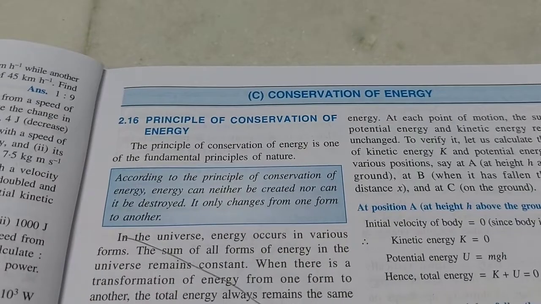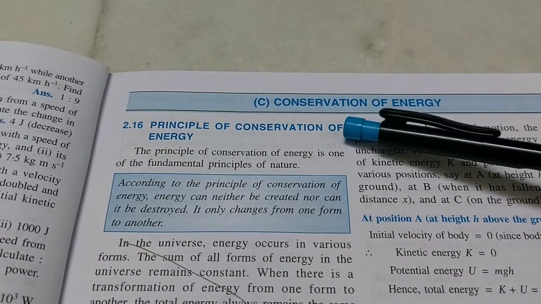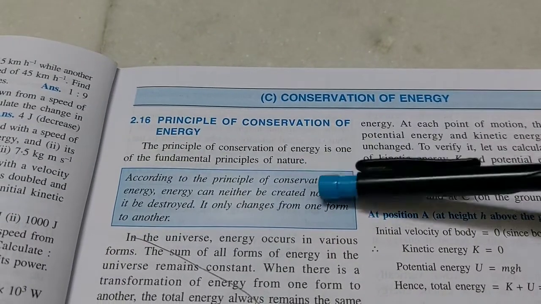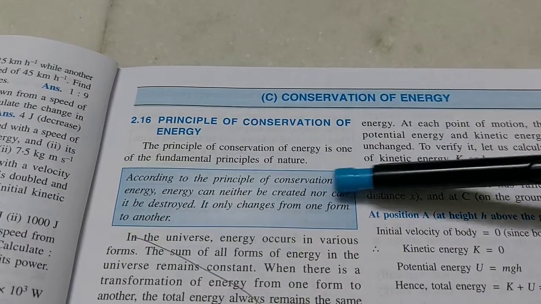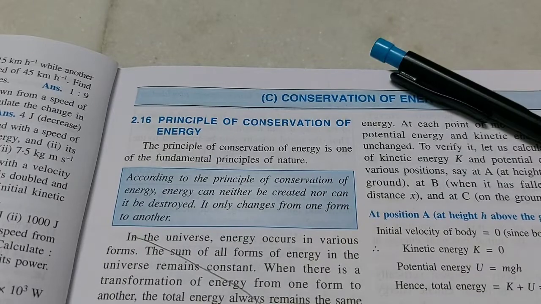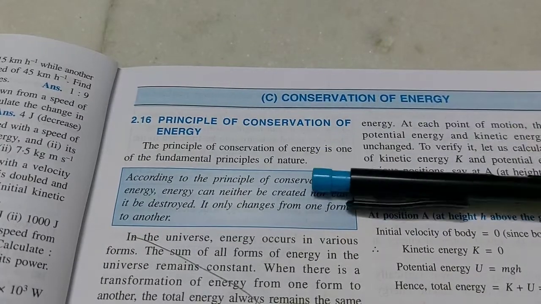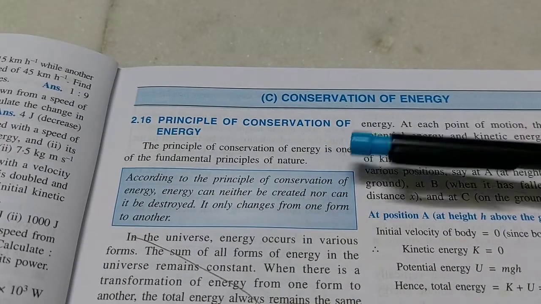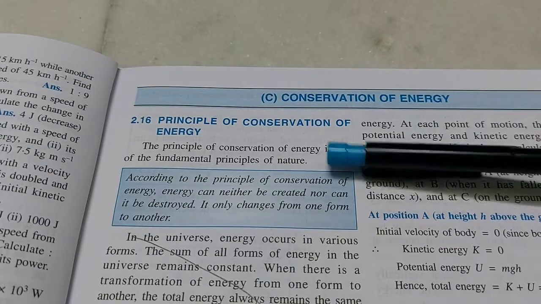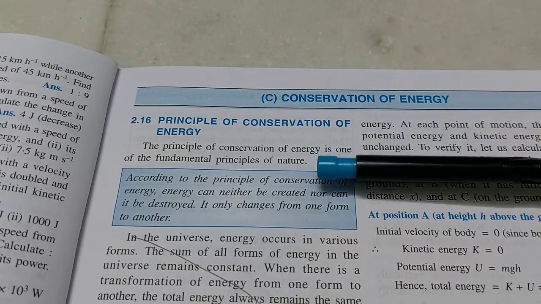So this is the equation which can help us to calculate the maximum velocity of a pendulum at the mean position. According to the principle of conservation of energy, energy can neither be created nor destroyed. It only changes from one form to another. But in nuclear reactions, energy can be created from mass, and mass can be converted into energy. But that is outside the purview of our chapter.